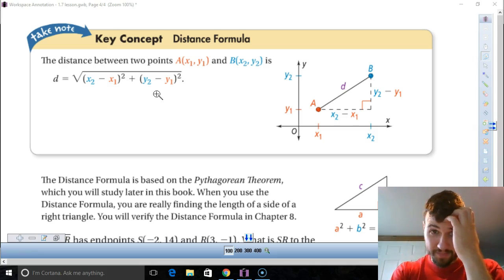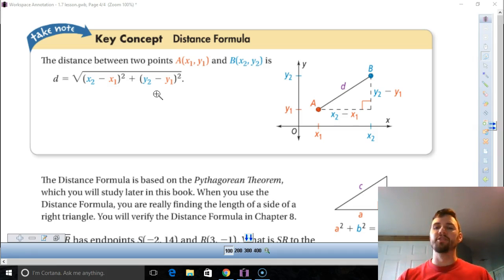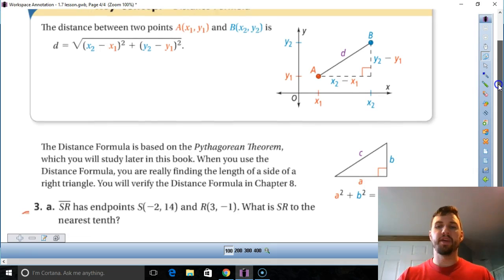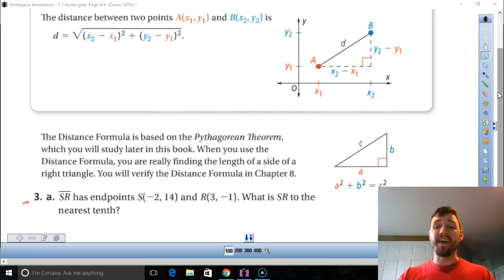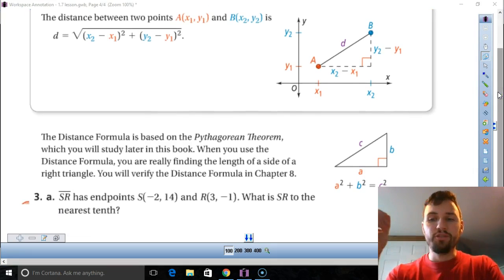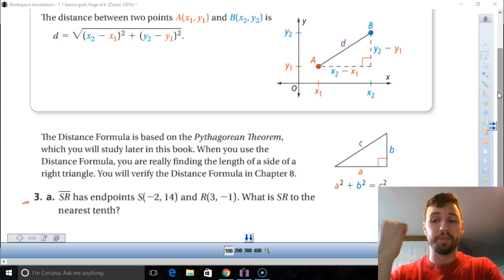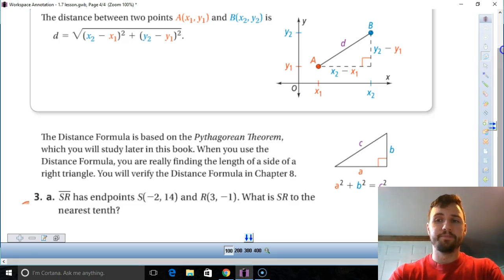this distance formula is actually just the Pythagorean theorem. In fact, I usually don't even use the distance formula because I just do this Pythagorean theorem every time. I'll show you how when we do it.